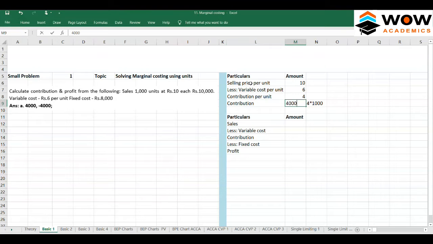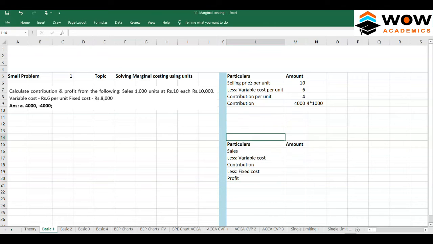From there on, you can deduct these elements. You can deduct fixed cost and get the profit. So why are we multiplying 4 into 1000 here? Because fixed cost will not be in per unit. You should not convert it into per unit. So fixed cost in this sum is 8,000. So that leads to a loss of 4,000. So it's not profit, it is actually loss in this sum.